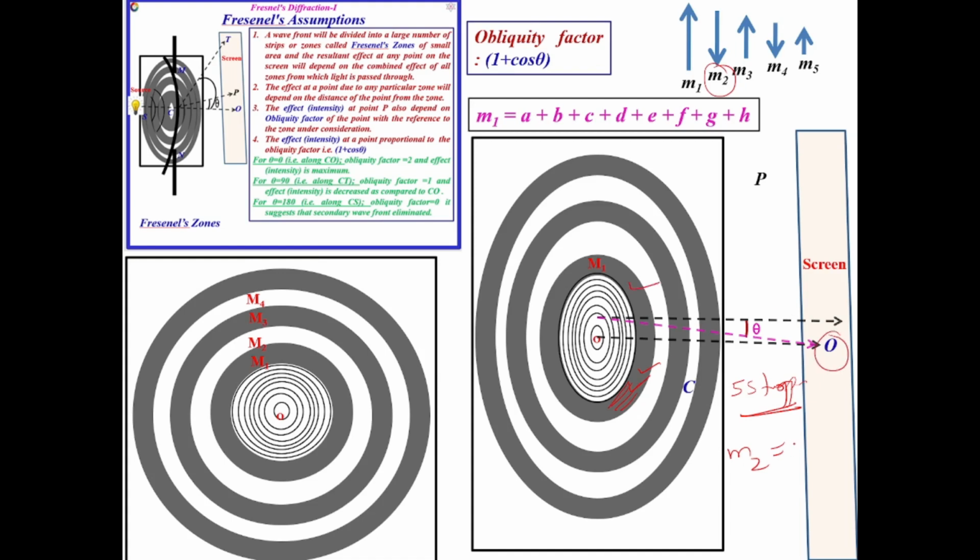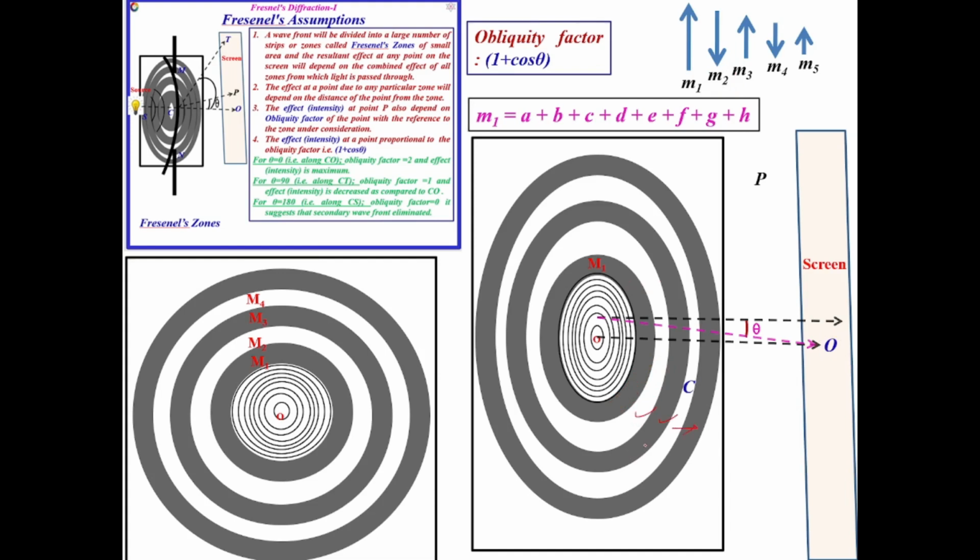I plus J plus K plus L plus M. So I is the amplitude due to the first strip of the second half period zone. J is the amplitude at O due to the second strip of the second half period zone. K is the amplitude at O due to the third strip. Likewise, M is the amplitude at O due to the fifth strip of the second half period zone. Likewise, we can consider the third one, fourth one, and so on.